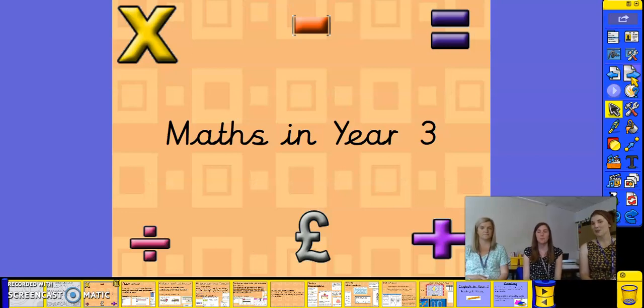So I'm going to talk through some of the key areas of maths in Year 3. We'll show you a few of the objectives that we're going to cover and just speak about some of the styles of questions that the children might encounter in Year 3 and also how you might be able to help at home with the children's maths learning.